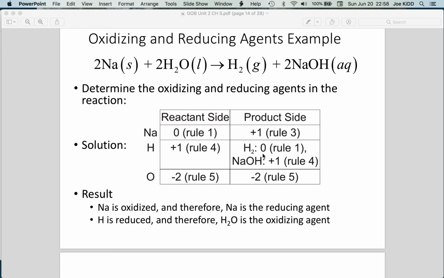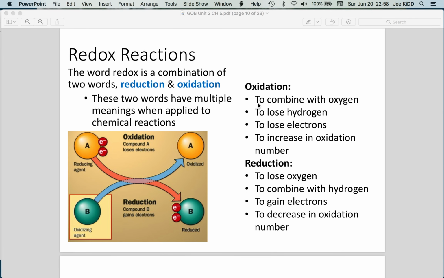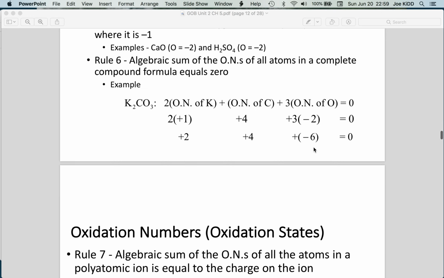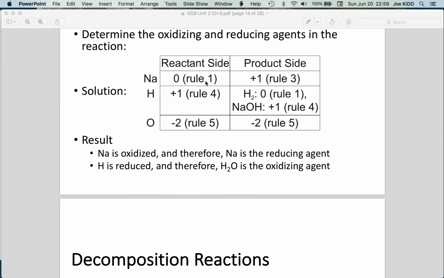So let's go back and think about our rules of what oxidation and reduction are. Oxidation is something where it combines with oxygen. No, we didn't have that. Lose hydrogen. I guess so. We could talk about that in a little more detail. Lose electrons. Okay, we're starting to get close now. Increase in oxidation number. All right. So let's look at that. If we increased our oxidation number, we went from 0 to 1. The oxidation number increased. Therefore, the sodium was oxidized.